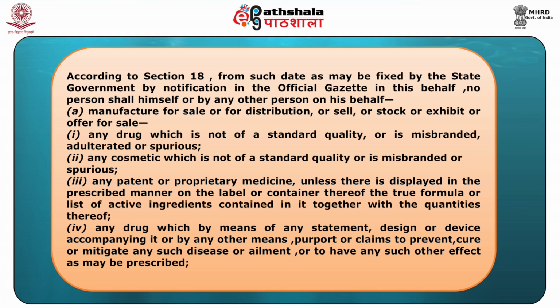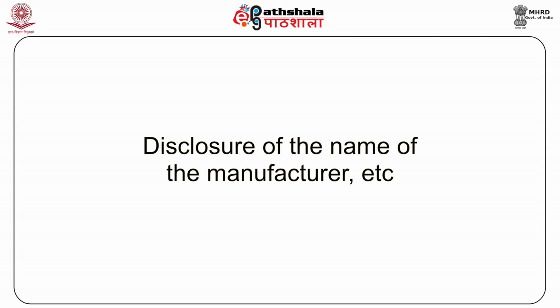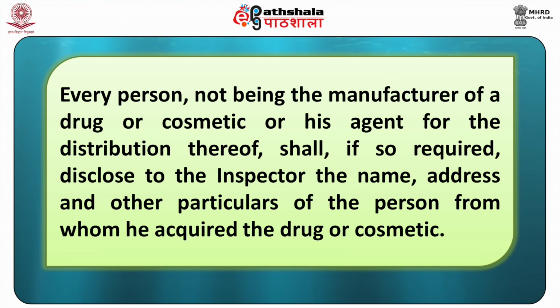So, these are excluded. Disclosure of the name of the manufacturer, etc. According to section 18A, every person not being the manufacturer of a drug or cosmetic or his or her agent for the distribution thereof shall, if so required, disclose to the inspector the name, address and other particulars of the person from whom he or she has acquired that particular drug or cosmetic.